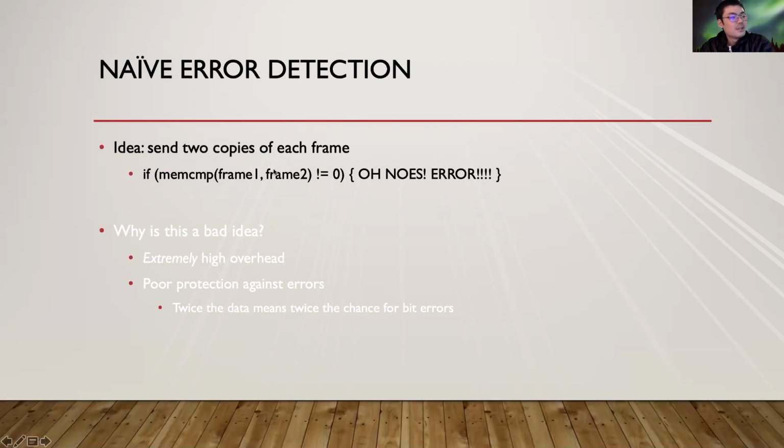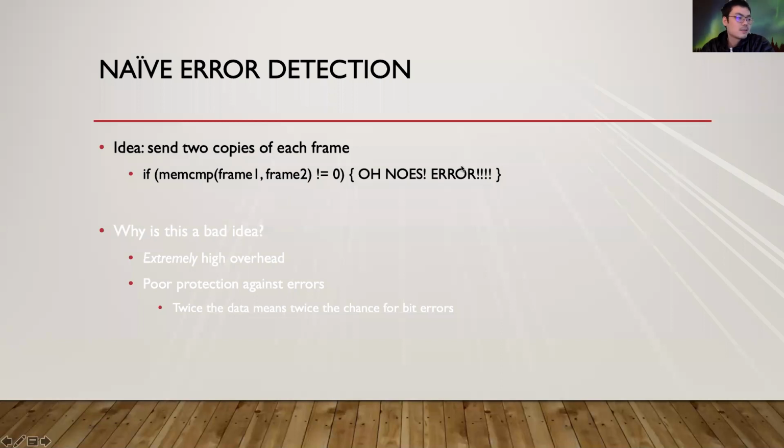You can send two copies of the frame. It's just redundancy: you send frame 1 and then frame 2, with the same data, twice to the receiver. The receiver also receives twice, then compares the bit streams of these two data frames to see whether they are exactly the same. If there's any bit that does not match, I will know that there's an error on the receiver side.